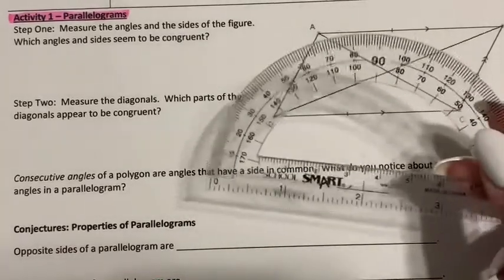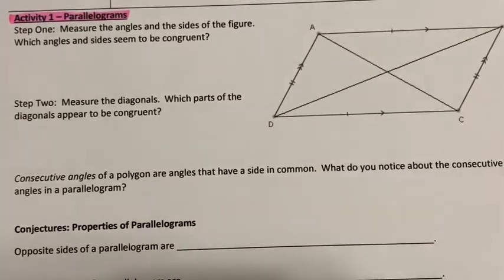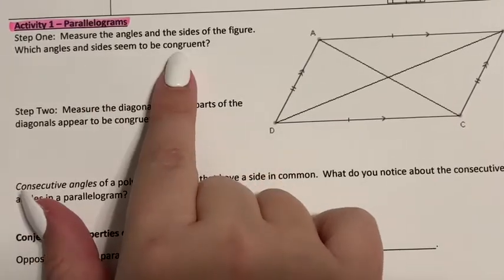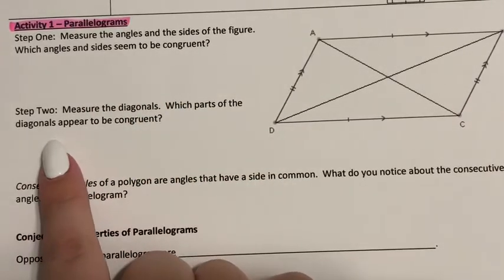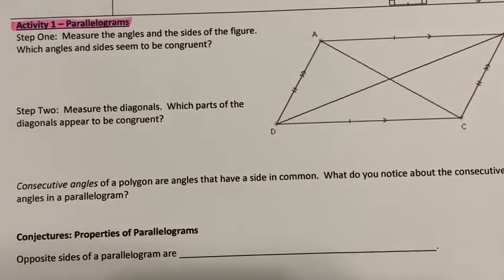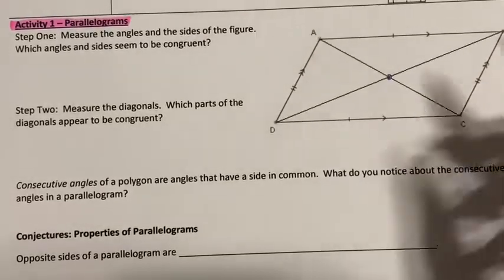So you are going to need to get your protractor that you were given in geometry. And once you measure all of the angles and sides, you'll be able to answer which angles and sides seem to be congruent. In step 2, you will measure the diagonals. So here are our diagonals. I can give you a hint that you could put your intersection point here in the middle.